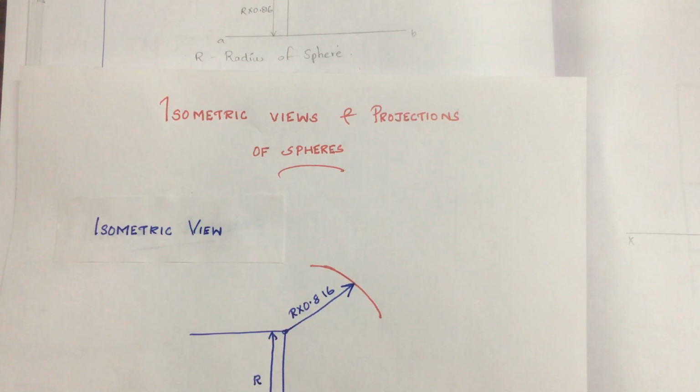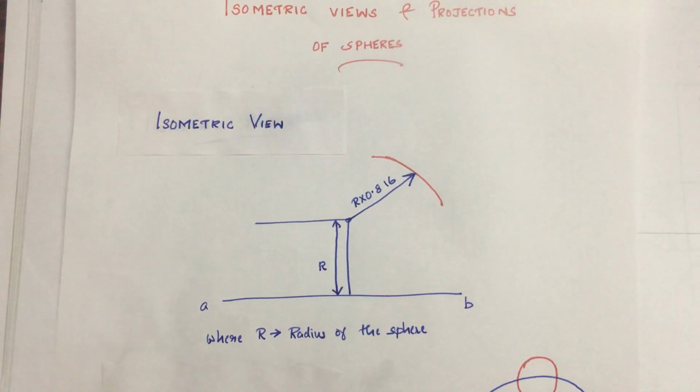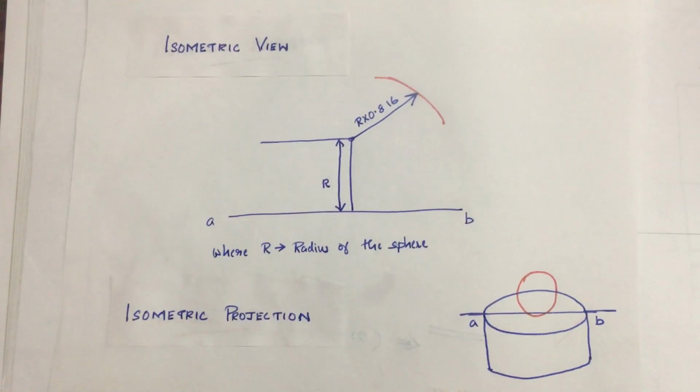So, if you are looking at a cricket ball, in the front view you are seeing a circle, whereas in the top view also you are seeing a circle. I hope the views of the spheres are clear. So, front view as well as top view of a sphere is always a circle. Considering the isometric views as well as projection of spheres, there are different ways by which we draw. Firstly, we are considering the isometric view of a sphere.